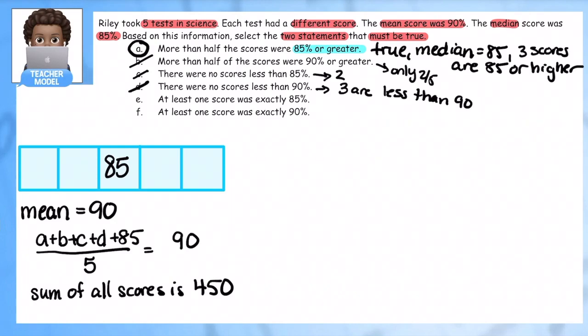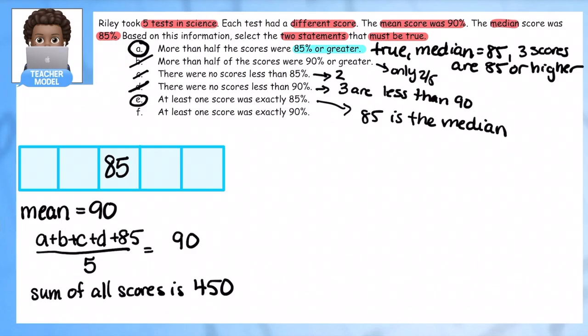Okay, let's look at E. At least 1 score was exactly 85. True. 85 is the median. So that is true. All right, and for F, at least 1 score was 90.